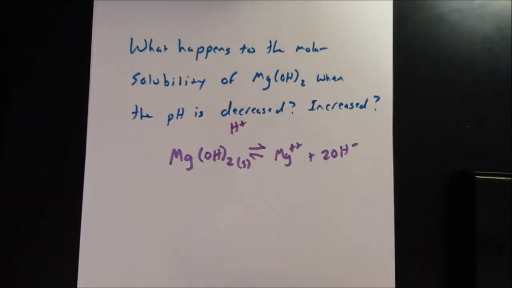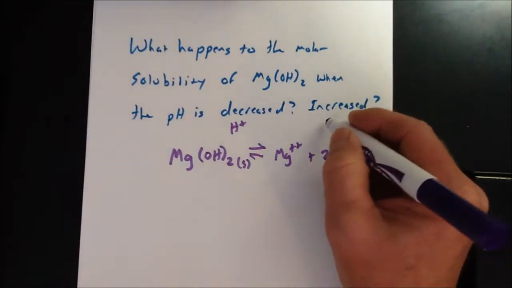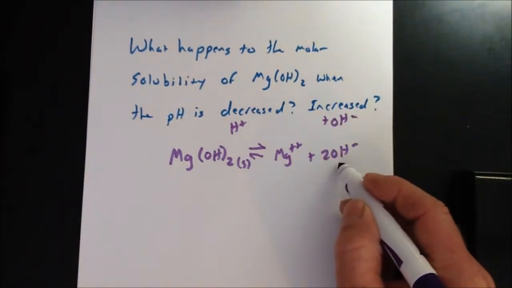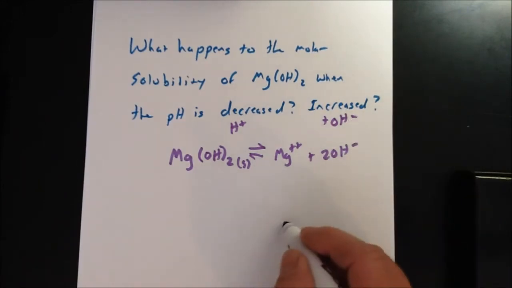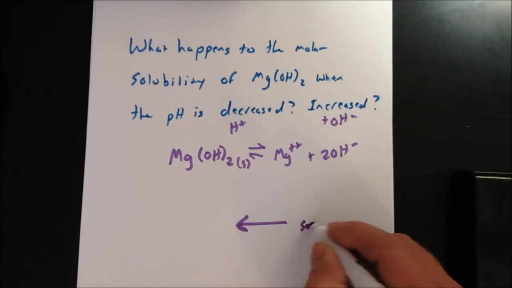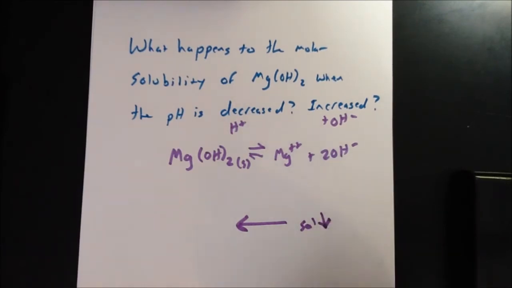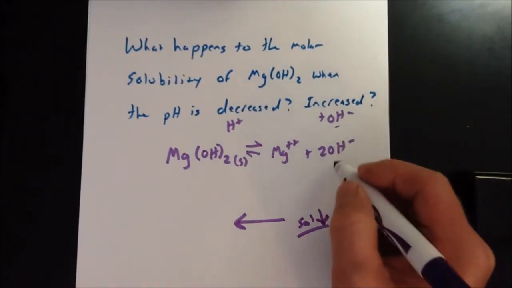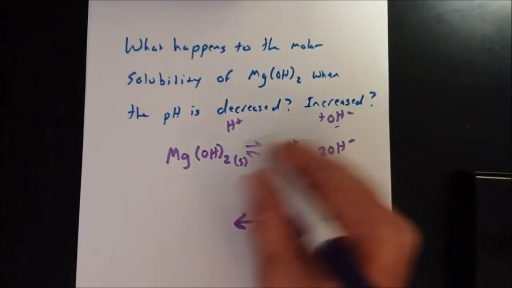I'm going to actually skip that one, and I'm going to go to the second one first. If we increase it, we're adding OH minus. If I add OH minus, second question, it's going to shift it that way, so the solubility will decrease. It's going to be a lower molar solubility if I increase the pH with the addition of hydroxide. Right? Adding here shifts it there.